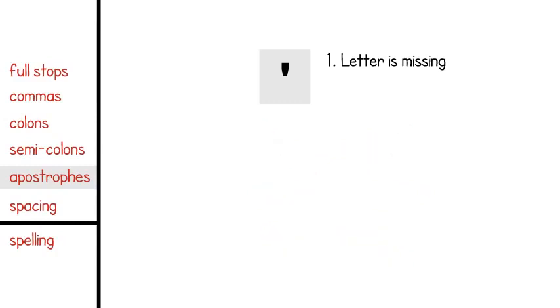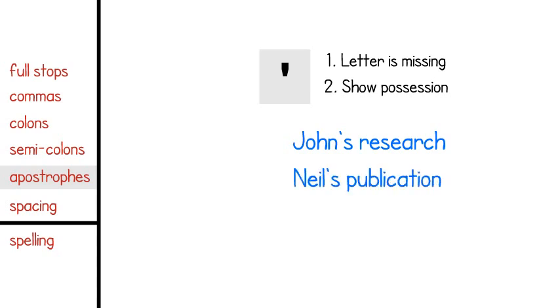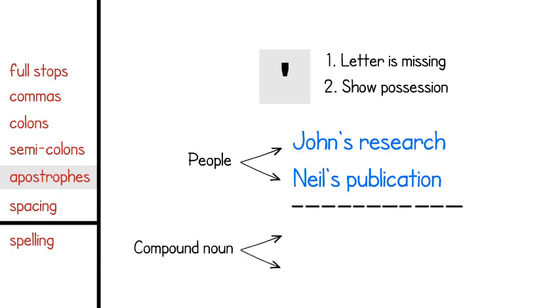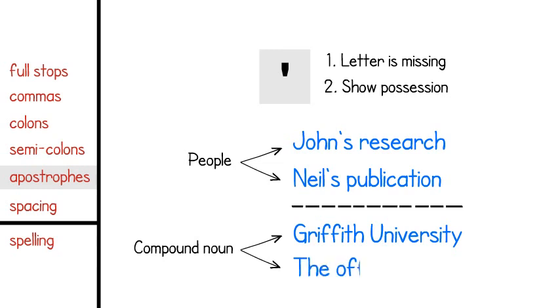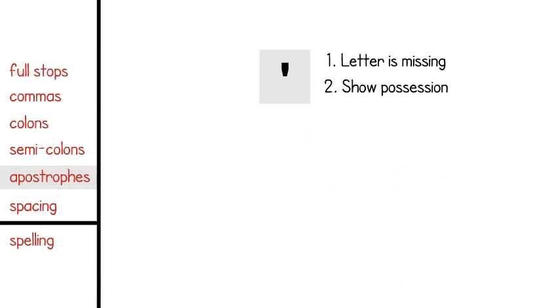Secondly, apostrophes can be used to show possession. For example, John's research, Neil's publication. However, the possession apostrophe tends to be used only with people. For other nouns, we use alternate ways of showing possession. For example, by making the words into a compound noun. Griffith University, not Griffith's University. The office door, not the office's door. And apostrophes aren't used with possessive pronouns, such as theirs, ours, or its.